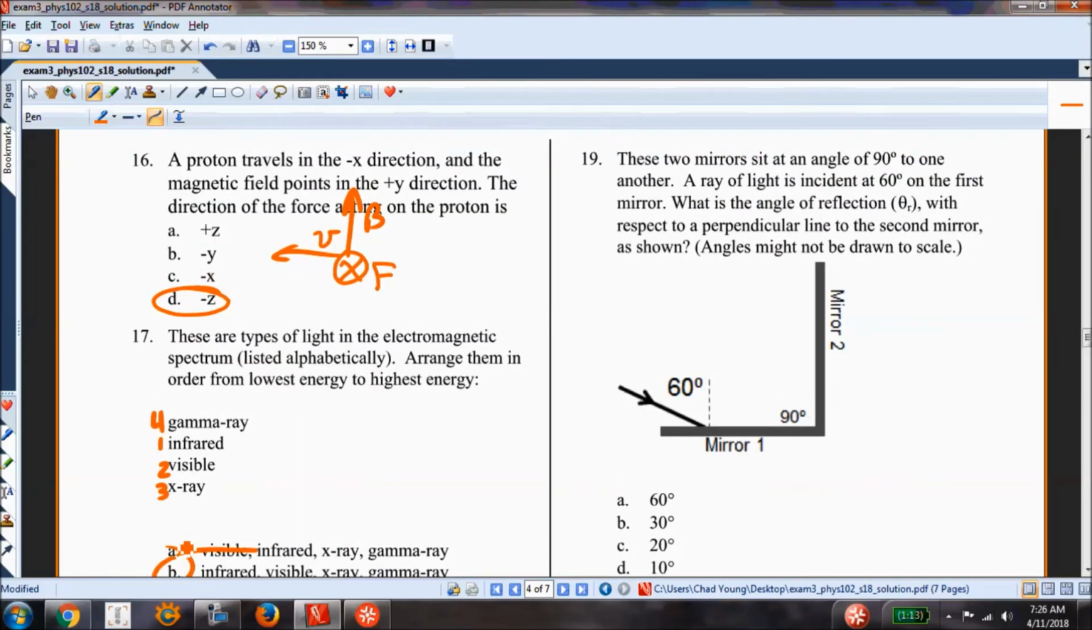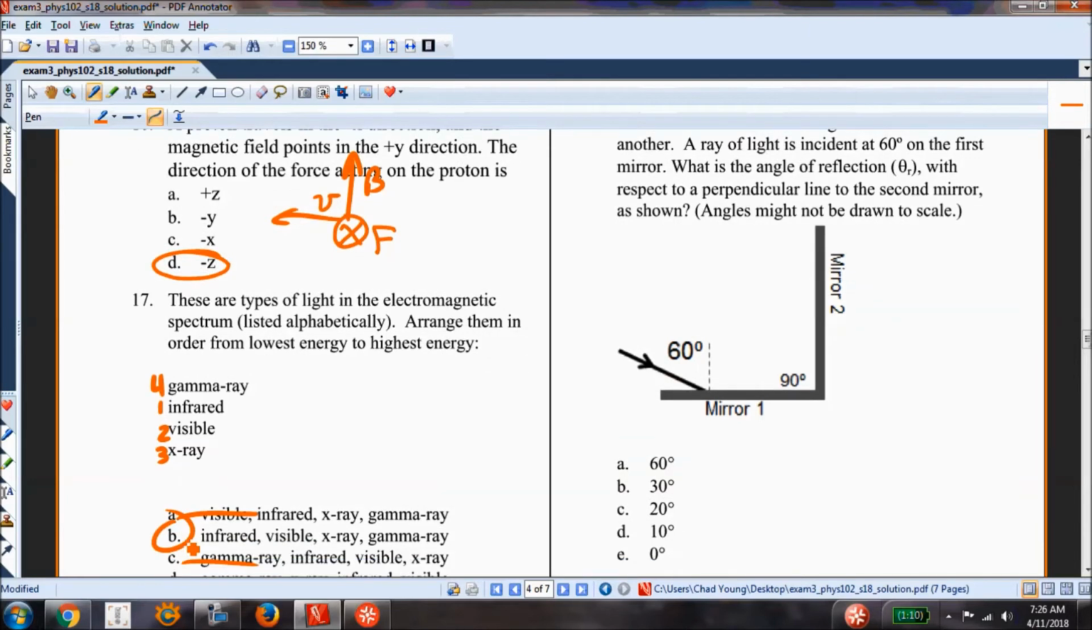Okay, I have two mirrors at 90 degrees. I have an incident ray at 60 degrees. What is the angle of the reflection for the second ray? This angle is 60. That means this angle is 30. 30 plus 90 is 120, so that means this angle has to be 60. This is 30, and so this is 30 as well. So the angle is 30.